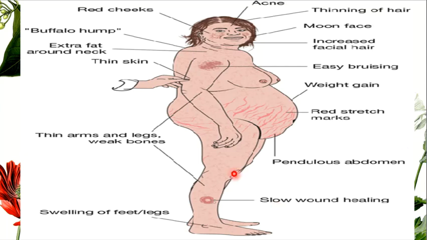And you can see over here, the skin is very thin, there is extra fat, cheeks are red, acne can develop, hair becomes thin, the face becomes moon-like round, there will be easy bruising, there will be weight gain, pendulous abdomen, and swelling. Okay, because of Cushing syndrome, the patient will typically present like this. Main complaints that we see in the patient will be a round face and the bruising.